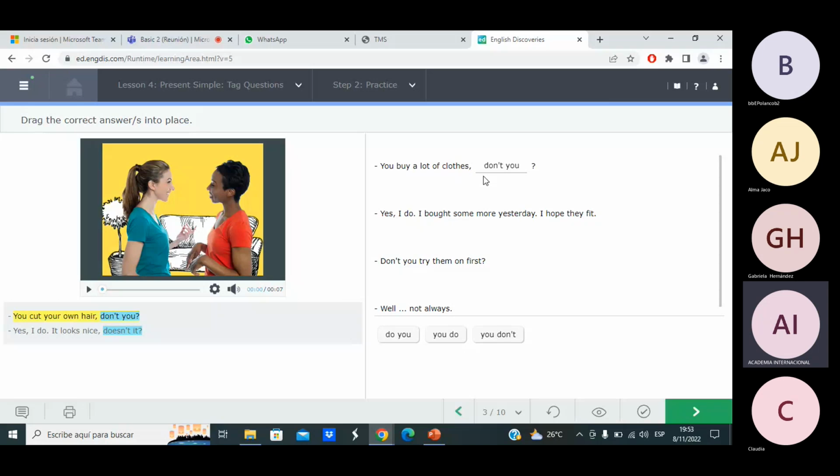Yes, I do. I bought some more yesterday. I hope they fit. Don't you try them on first? Well, not always. Esto que le dice, don't you try them on first? ¿No te los pruebas o no te los mides primero? Well, not always. No siempre le dice.